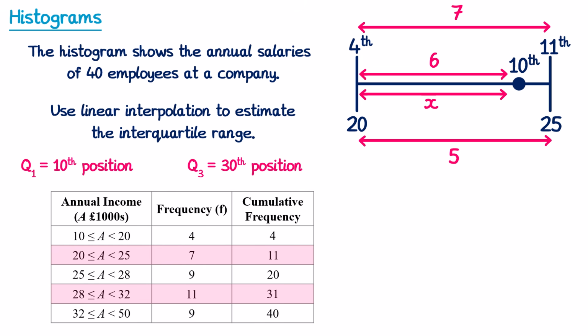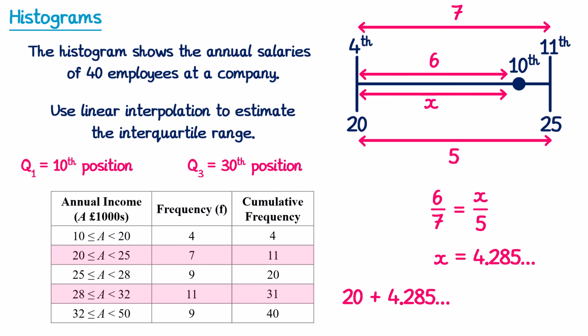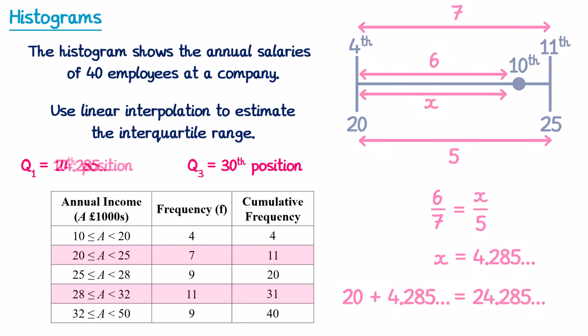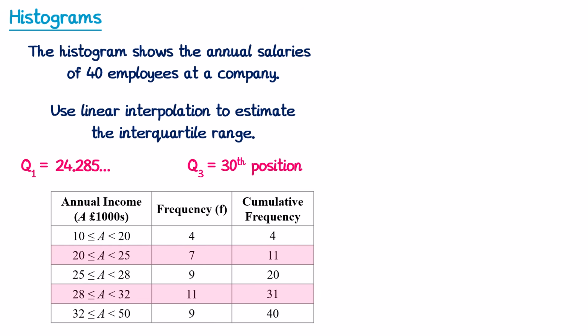We then form the equation 6 over 7 is equal to x over 5. If you multiply both sides of this equation by 5, you find that x is 4.285 and so on. This will mean the value of the lower quartile is 20 plus x, so 20 plus 4.285, which will give you 24.285 and so on. So the lower quartile is 24.285 and so on.